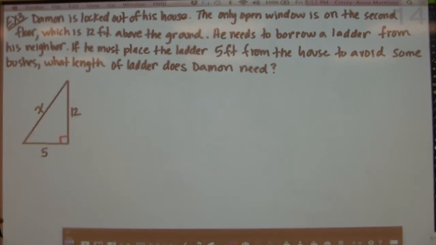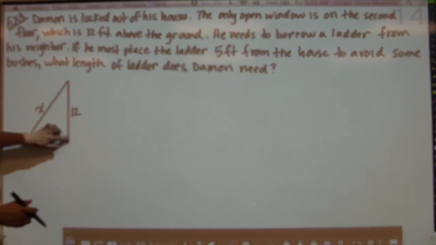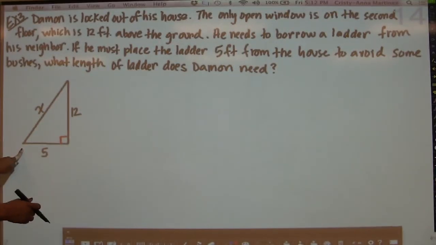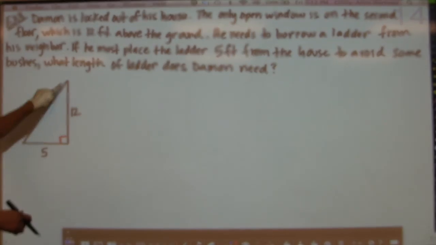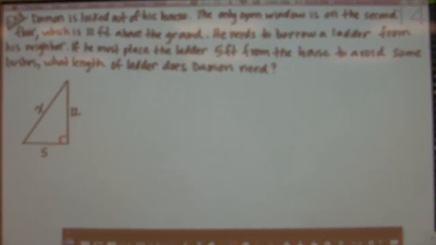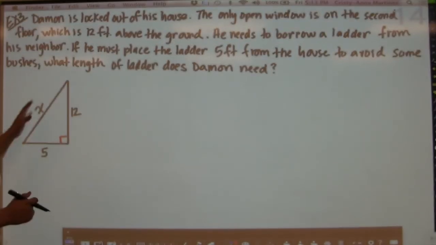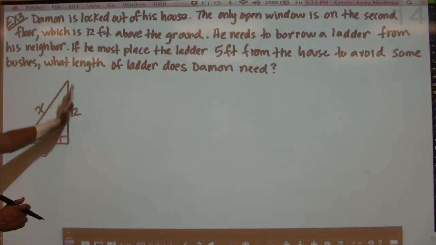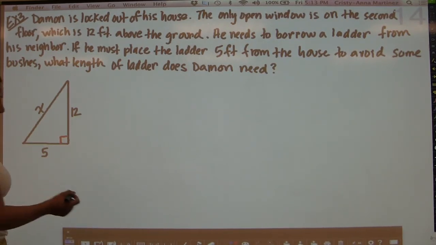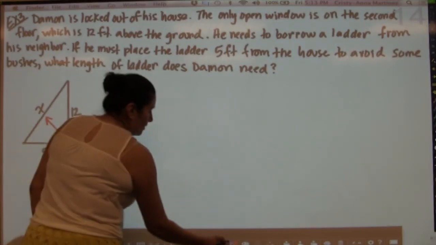Just kidding. But anyhow, the diagram in the book is a lot better, but basically we know that the distance vertically is 12 to get to the second floor window. Because of the bushes, we've got 5 feet here, and we're trying to figure out how long this ladder needs to be in order for him to be able to reach the window and get into his house. All right, so we have basically a right triangle set up because we have the house, the wall, and the floor. It makes a 90-degree angle. And because we identify our hypotenuse always opposite the right angle, we can set up Pythagorean theorem.